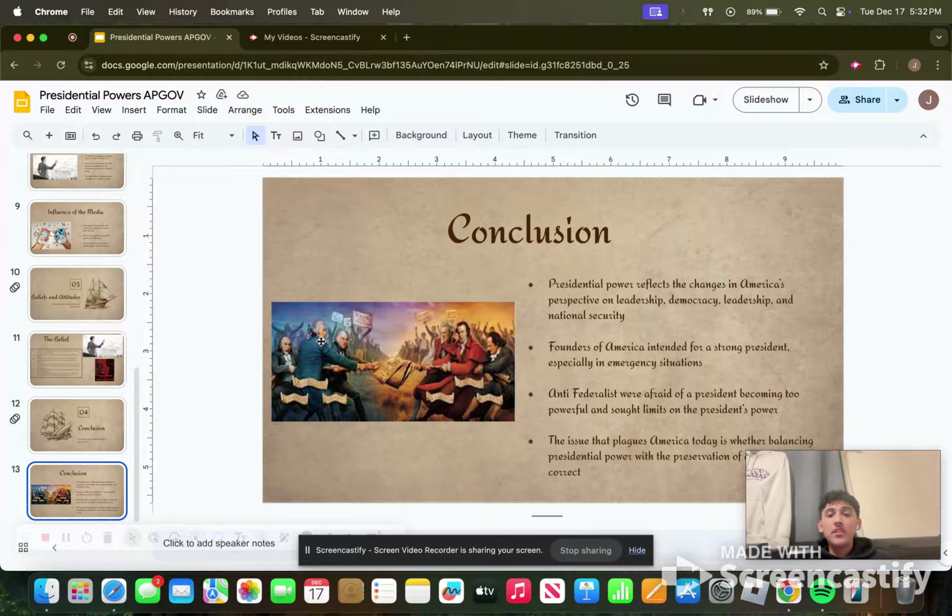In conclusion, presidential powers reflect the changes in America's perspective on leadership, democracy, and national security. The founders of America intended for a strong president, especially in emergency situations. Opposing the Federalists, the Anti-Federalists were afraid of a president becoming too powerful and saw limits on the president's power.